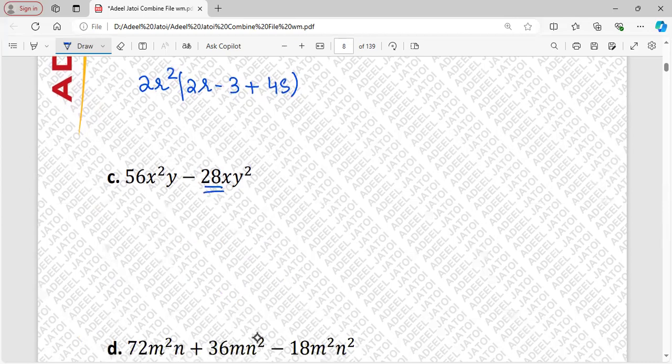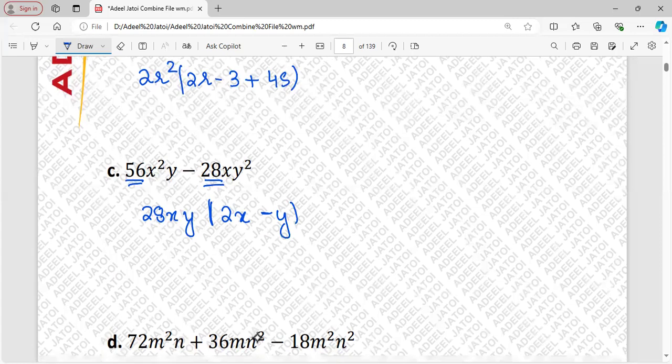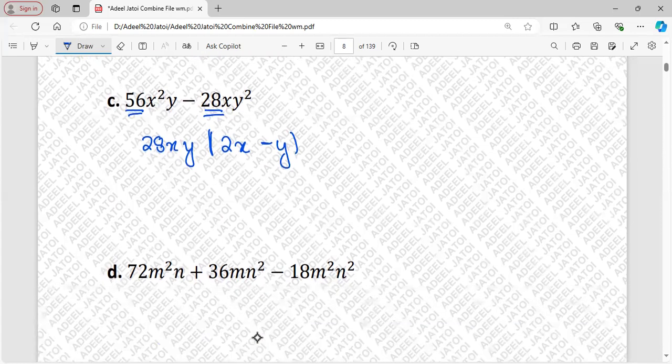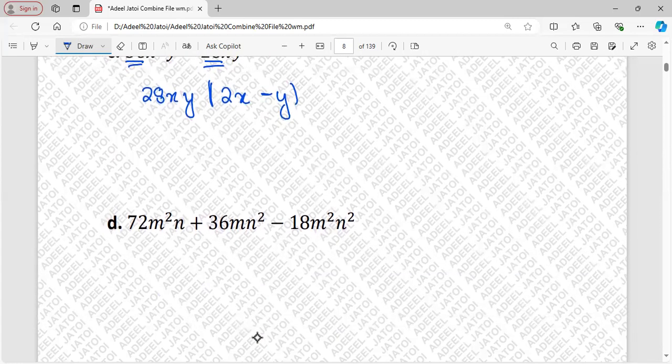If we see that 28 is the highest number in the table, so 28, x and y can both be obviously common as well. So what are we left with? 2x at the first place, and here 28x is common. So what we can do is only write down y, because y square, only y is taken out. So 2x minus y will be written down inside the bracket.